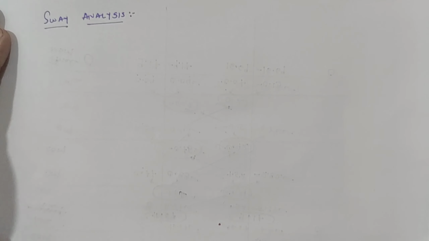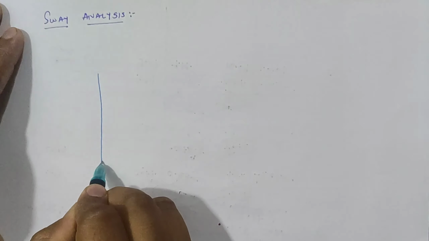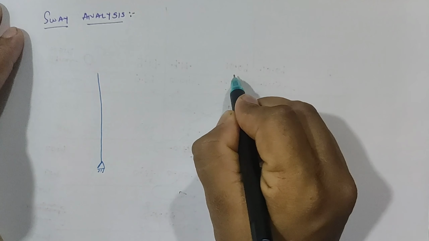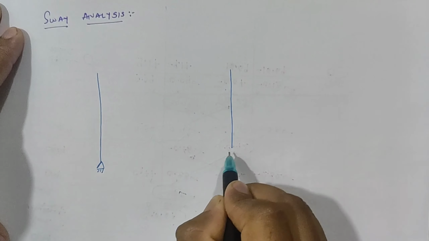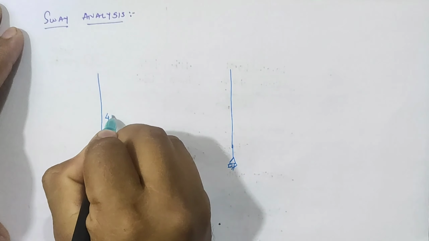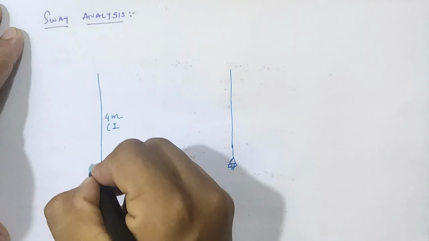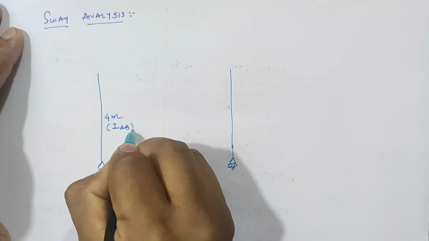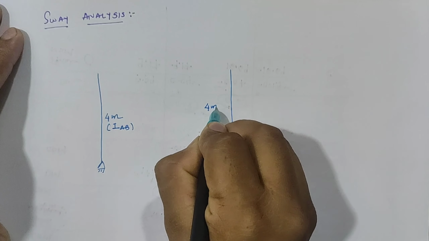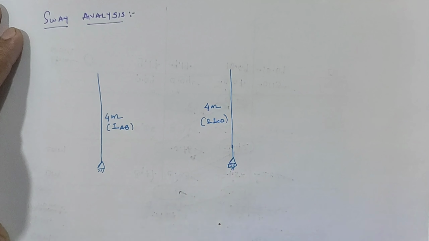Now for the sway analysis, first of all, we have the BA span given as a hinge support and the CD span as a roller support, where the height of the column is 4 meters and the moment of inertia for the BA span is IAB, while for the CD span it is given as 2 times ICD.